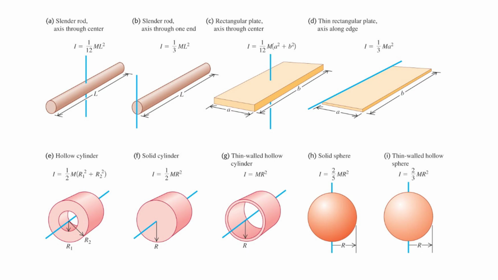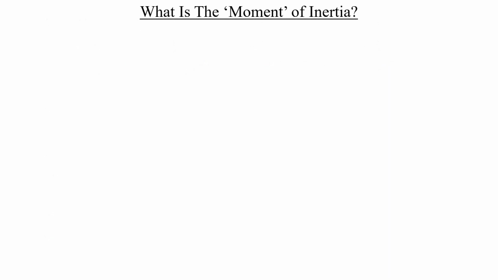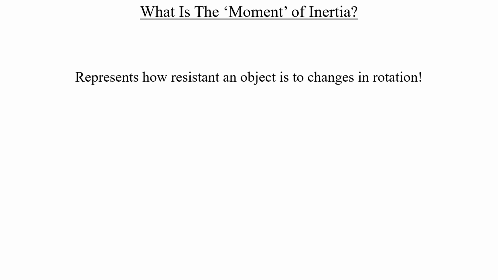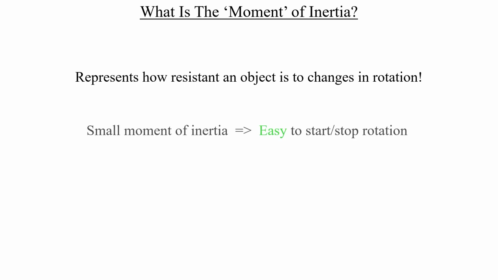Now, I haven't really mentioned what the moment of inertia is, what it represents. I've only shown the different ways that it can be defined, depending on the situation. In simplest terms, the moment of inertia is just a measure of how hard it is to change the rotation of an object. If your moment of inertia value is small, well, then it's really easy to make adjustments to the rotational motion of an object, and vice versa if the value is really large.